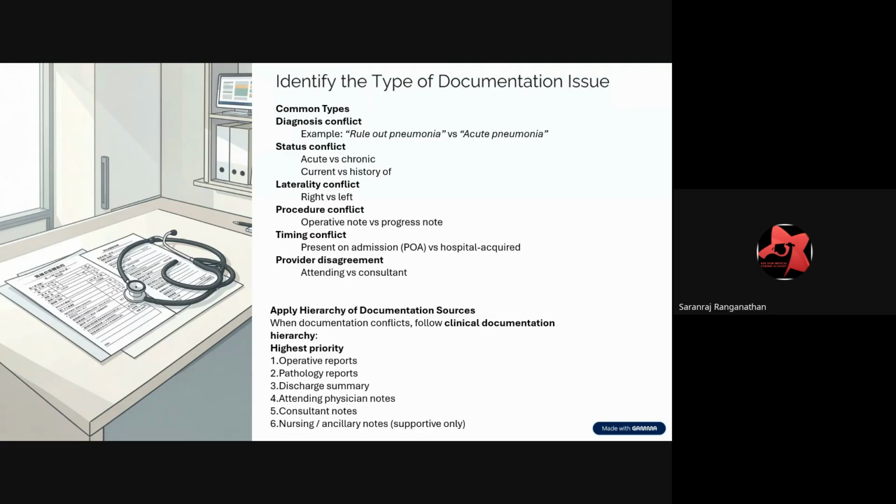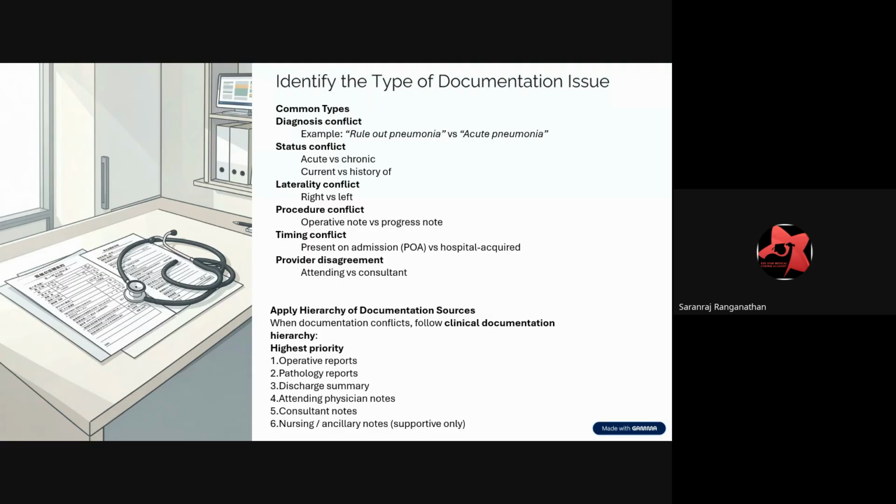Then timing conflict: what condition occurred during the POA? What condition occurred during the hospital stay? That needs to be understood. Then provider disagreement, whether the attending physician performed it or a consultant performed it, which type of physician performed it, or whether an assistant PA performed it, all needs to be noted. So some hierarchy is given here. Apply the hierarchy of the documentation source. When documentation conflicts, follow the clinical documentation hierarchy.